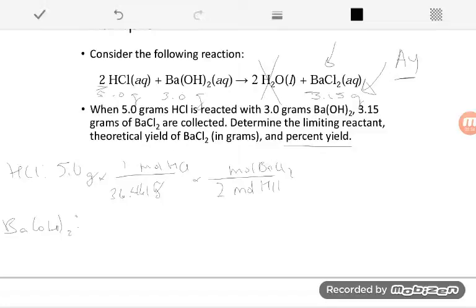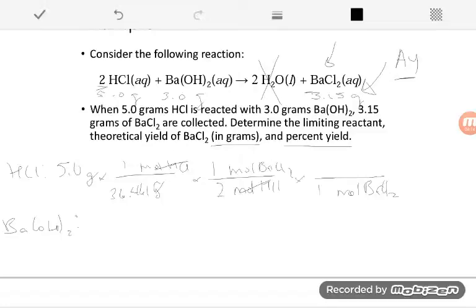Next to barium chloride, there isn't a coefficient, which implies a 1. So now my moles of HCl have canceled. Now I want to go all the way and turn this into grams of barium chloride. If I was just worried about the limiting reactant, I could stop here, but since it asked for the theoretical yield in grams, I may as well go ahead and calculate the grams.